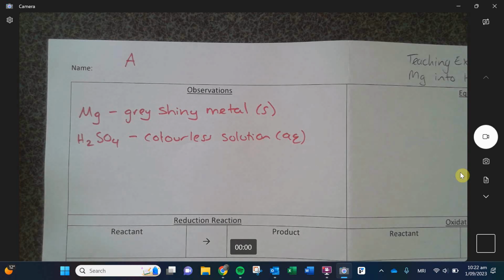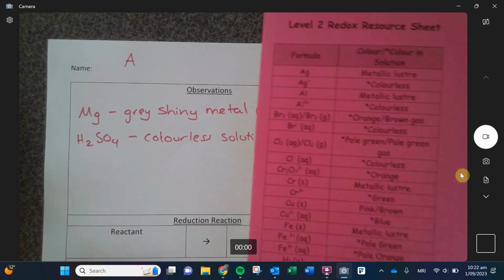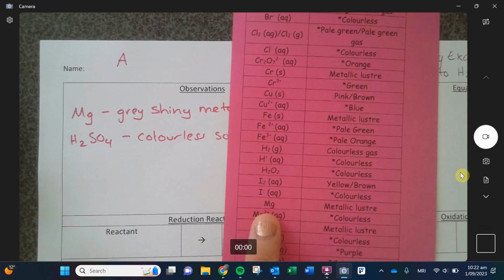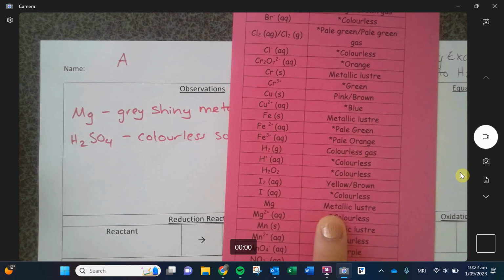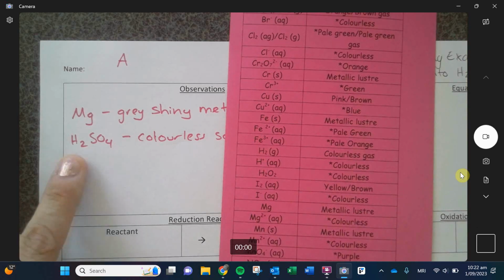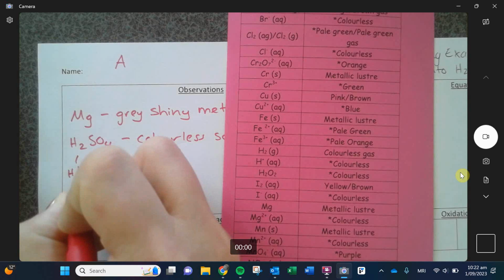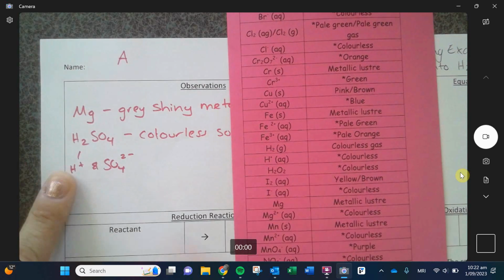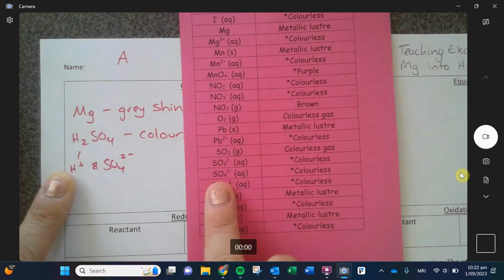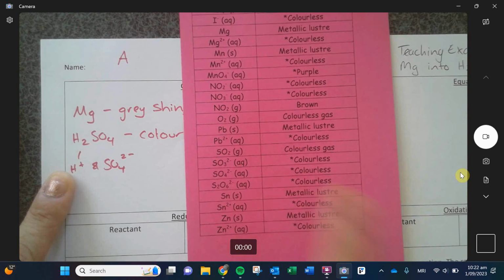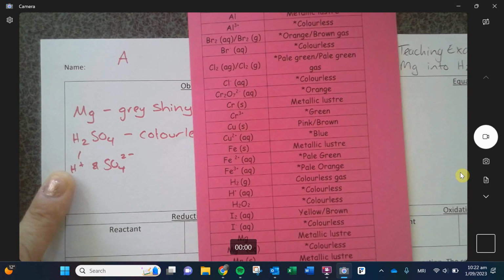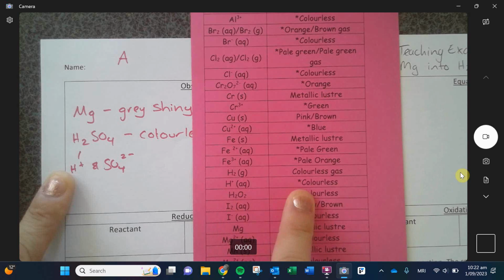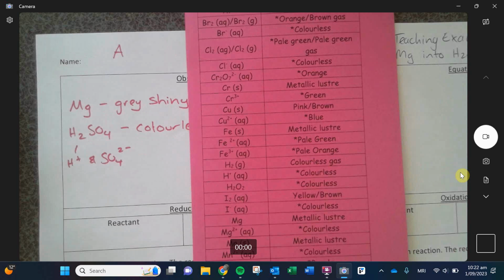All right. And I can double check that I have the right observations and the right items, because if I look at this resource sheet, I can see that magnesium, Mg here, is a metallic luster. And I can break this apart into the hydrogen ion and the sulfate ion. Sulfate's over here. It is a colorless ion. And the hydrogen ion right here is also a colorless ion. So it verifies what I've been looking at. Are we good so far?